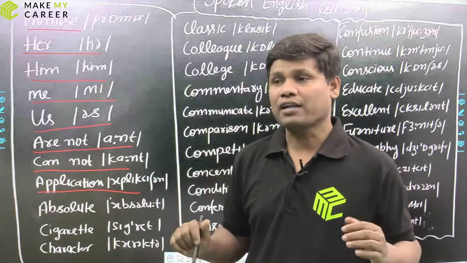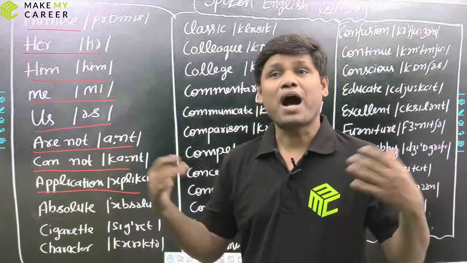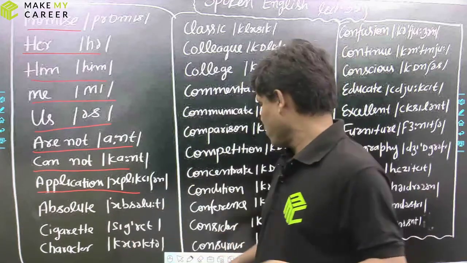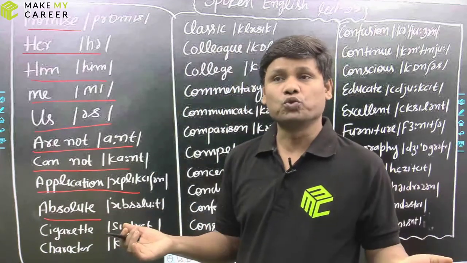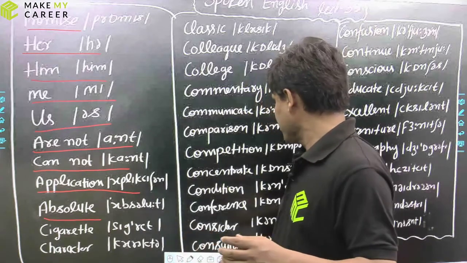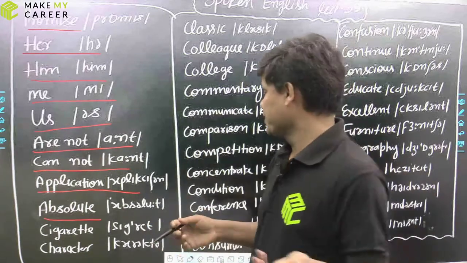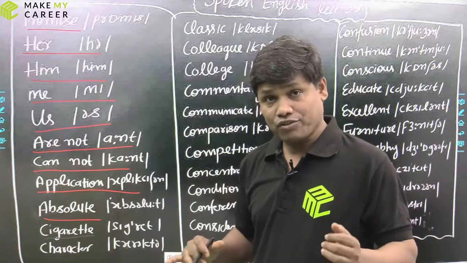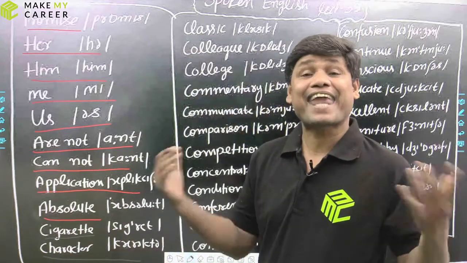So the next one is application. What is that? Application. All right. My application. Okay. So the next word is absolute. Absolute. Okay, this is what, guys? Absolute. Next one is cigarette. Cigarette. Again you repeat, cigarette. Next one is character. Character.